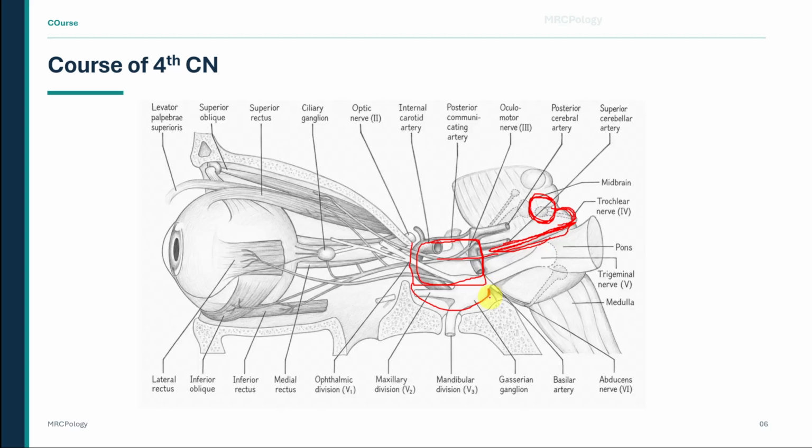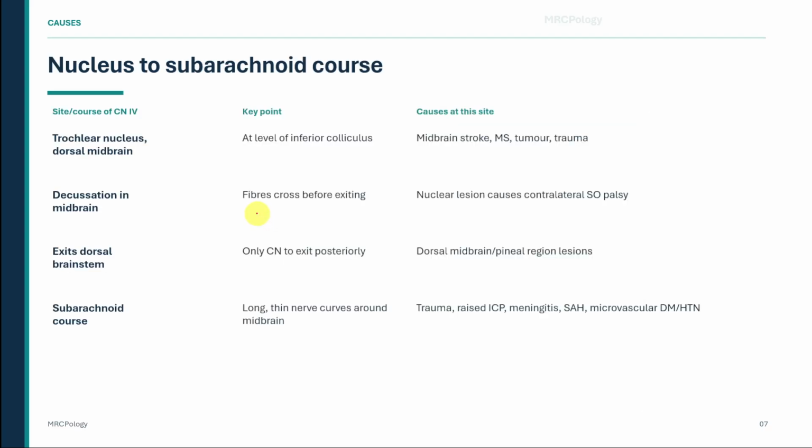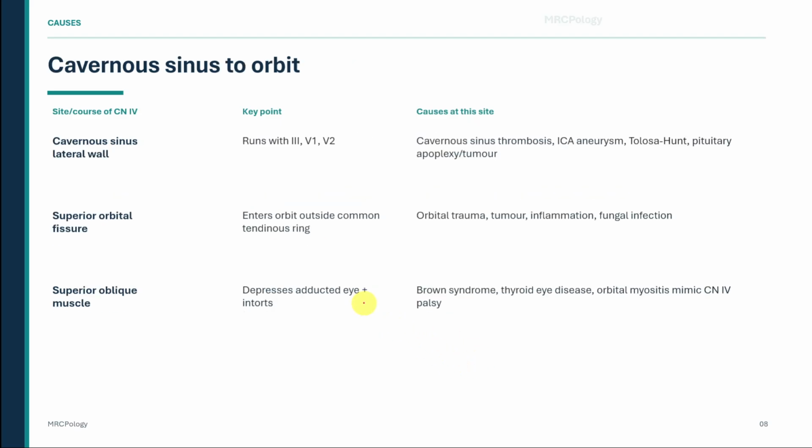From there, CN IV passes through the superior orbital fissure and reaches the superior oblique muscle. At this stage, orbital disease can mimic a fourth nerve palsy. Do not confuse this with thyroid eye disease, orbital myositis, Brown syndrome, or mechanical restriction. Clinically, the typical finding is hypertropia of the affected eye. There may be excyclotorsion, and the patient describes binocular vertical or torsional diplopia. Binocular is important. If either eye is closed, the diplopia disappears.